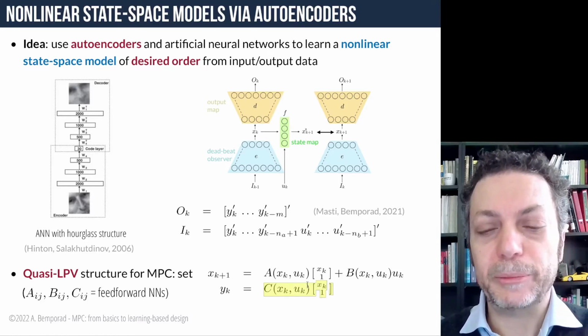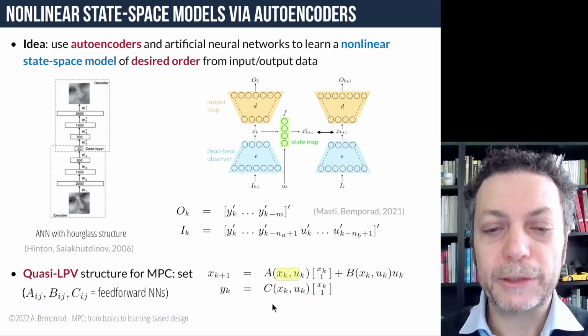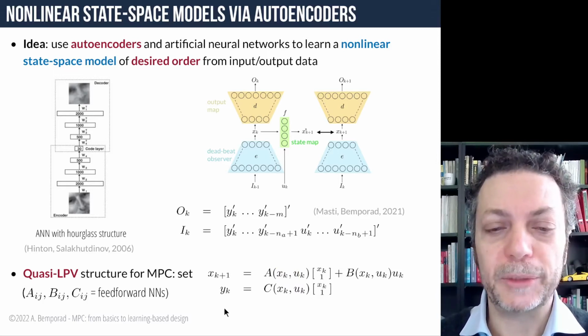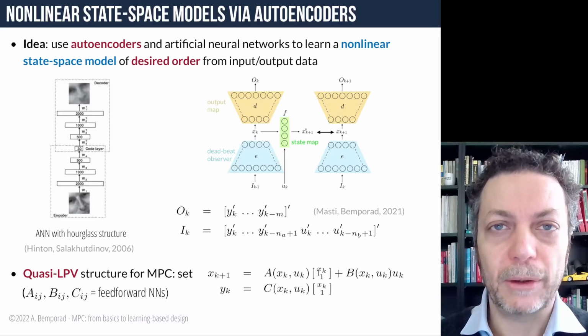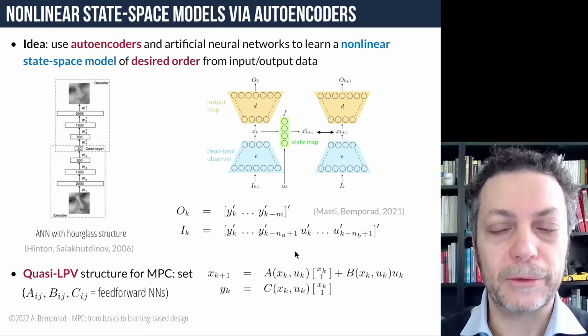So the idea is that in MPC you can fix xk, uk to the nominal values, and this will become a linear prediction model that you can use to construct the MPC optimization problem. And these matrices are A, C, and B. Each entry of these matrices can be a simple feedforward neural network, for example.